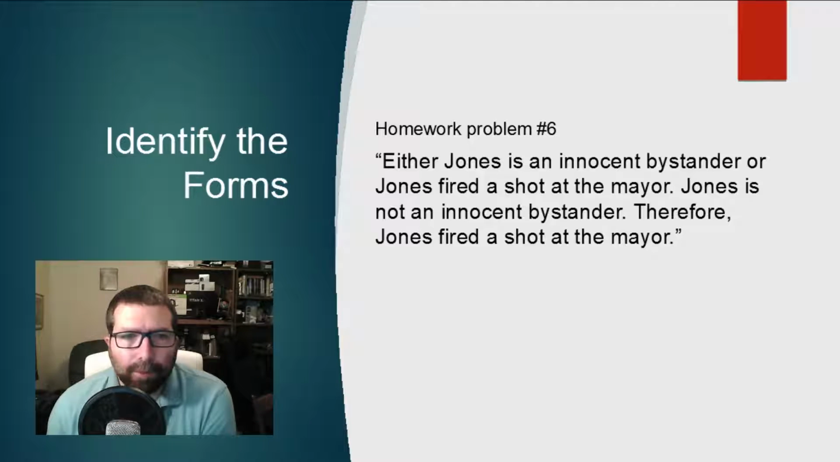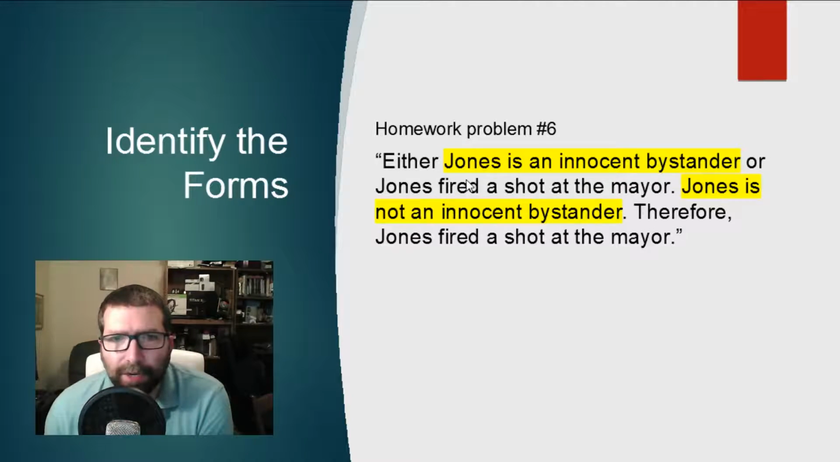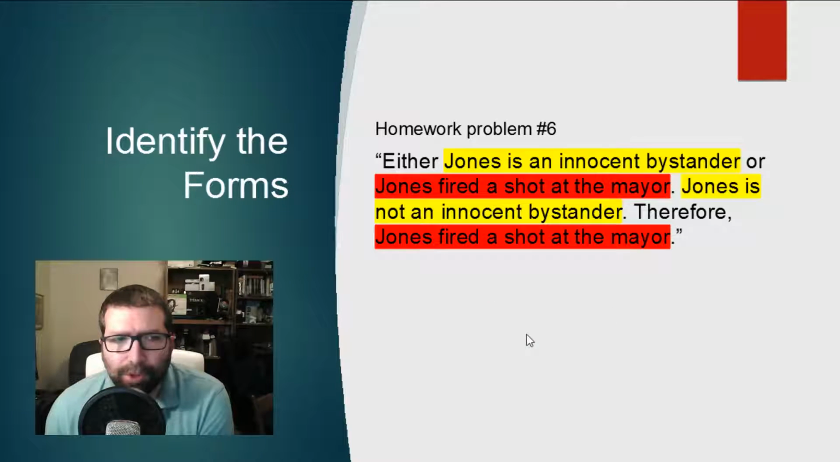So here's homework problem number 6 on identifying the forms. Either Jones is an innocent bystander or Jones fired a shot at the mayor. Jones is not an innocent bystander. Therefore, Jones fired a shot at the mayor. All right, what to say about this one? Well, we notice there's a couple elements here that are repeated. We've got this one, Jones is a bystander. That seems to be an element, so let's highlight that one. And then also, Jones fired a shot at the mayor. This also seems to be a shared element, so let's highlight that one too.